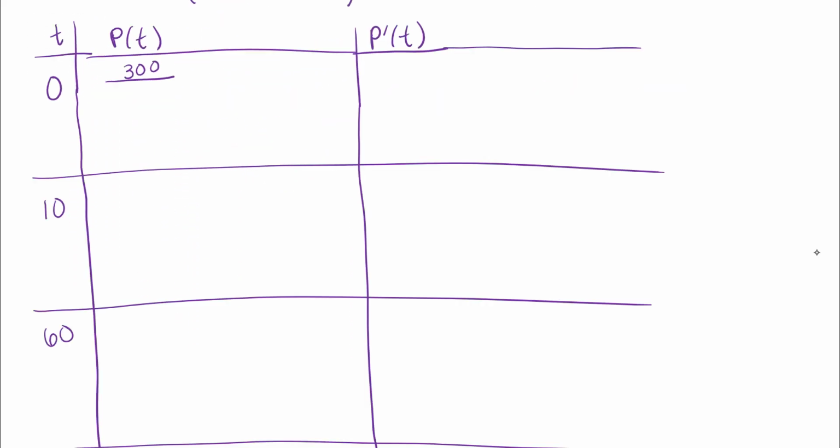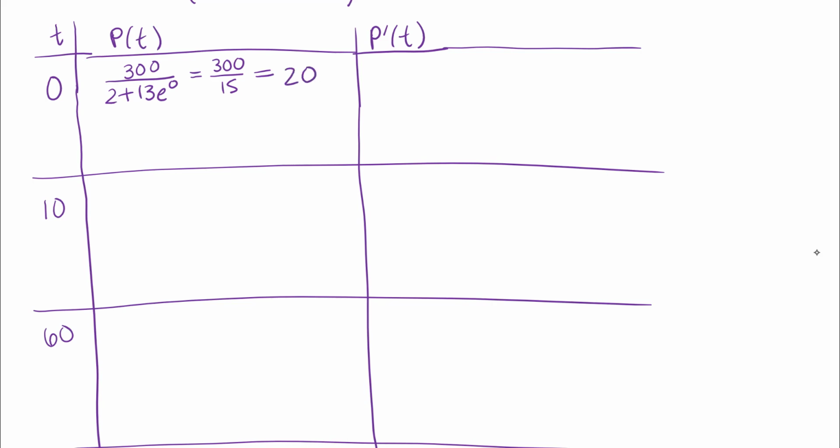Alright, so I'm plugging t equals 0 into the original function, so I'll have 300 over 2 plus 13 times e to the 0 when I plug in t equals 0. So e to the 0 is 1, so I end up with 300 over 2 plus 13, so 300 over 15, and that comes out to be exactly 20.